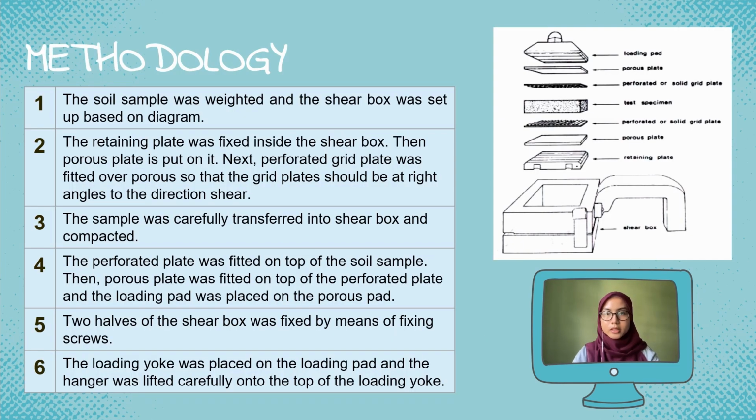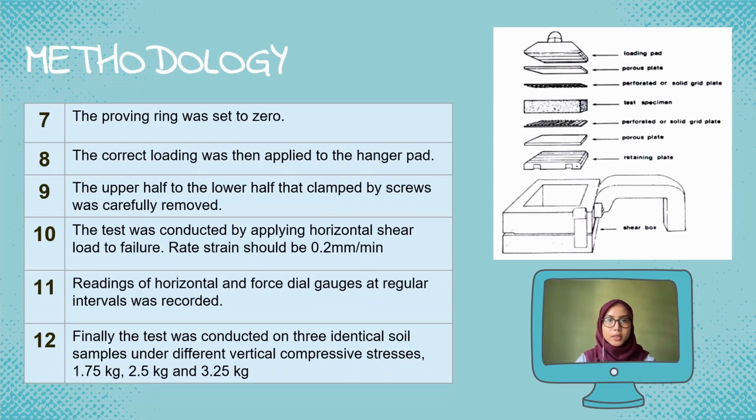Next, we look at how the test was conducted. First, the soil sample was weighed and all the apparatus were arranged based on the diagram. After that, the two halves of the shear box were fixed by means of a fixing screw. The loading yoke was placed on the diagram pad and the hanger was lifted carefully on the top of the loading yoke. The correct loading was then applied to the hanger pad after the proving ring was set to 0.